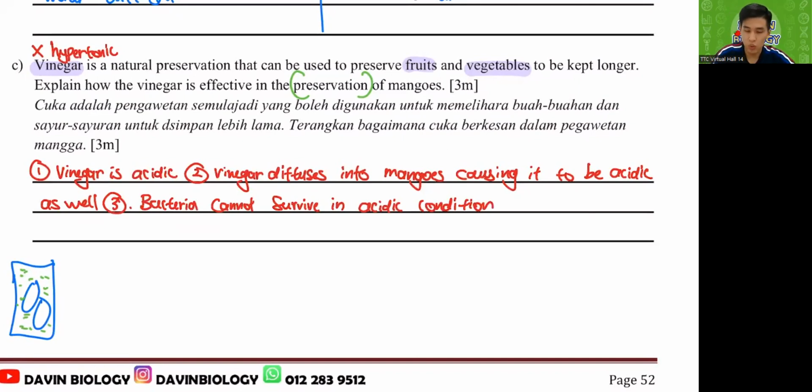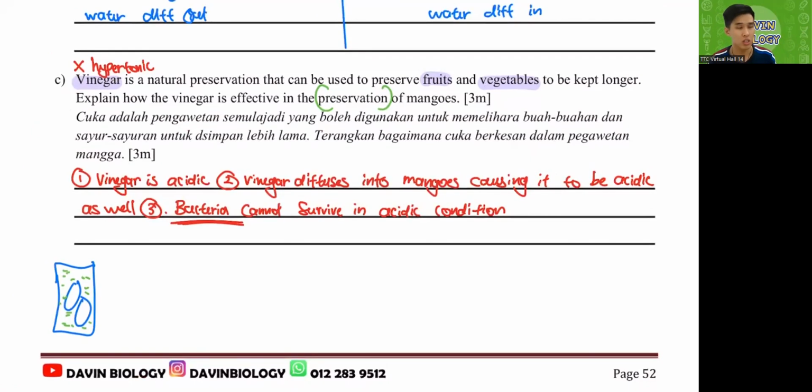Understand? So whenever you explain a preservation method, you're going to say how you kill the bacteria. Because if you kill bacteria, there will be no bacteria rotting, decomposing your food. With no bacteria to rot your food, then it can keep longer. Last question, come on. Last one. Come, let's do the page.